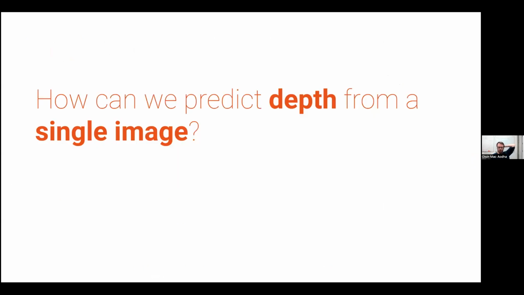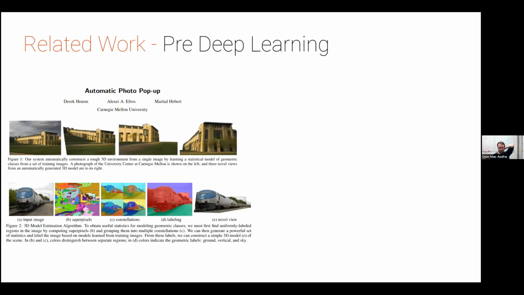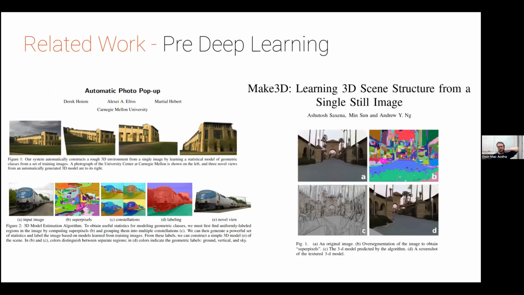Okay, so we've seen some examples of why it's actually useful, and now we can think a bit about how we actually go about generating depth from a single image. The classic pre-deep learning era had papers like Automatic Photo Pop-up and Make3D, and to caricature these methods, they were local estimation-based methods and fusing those local estimates.